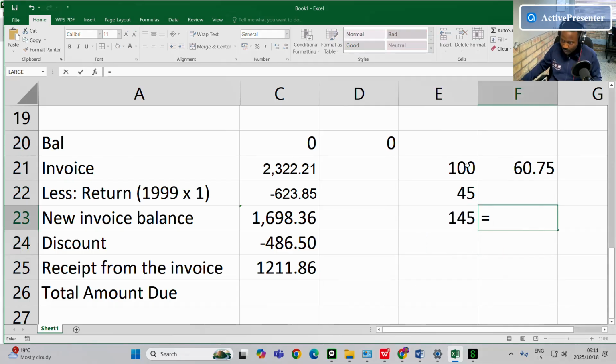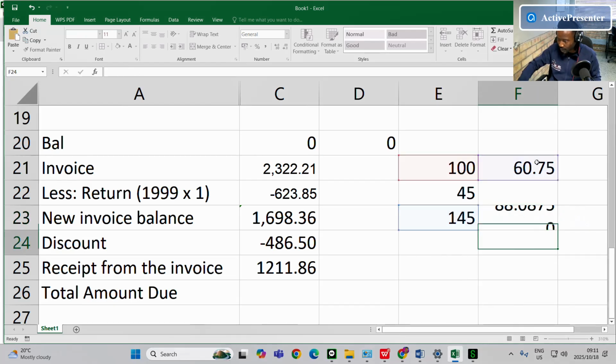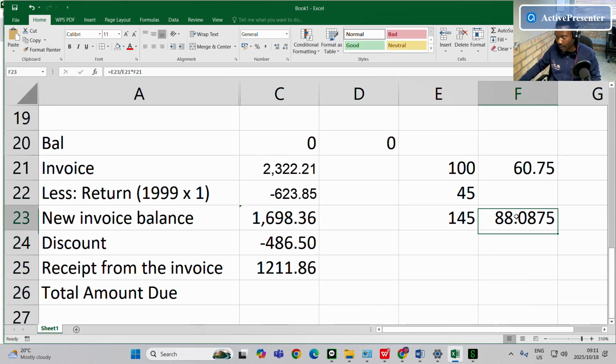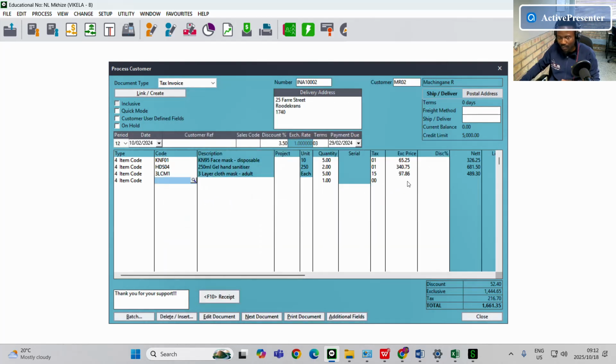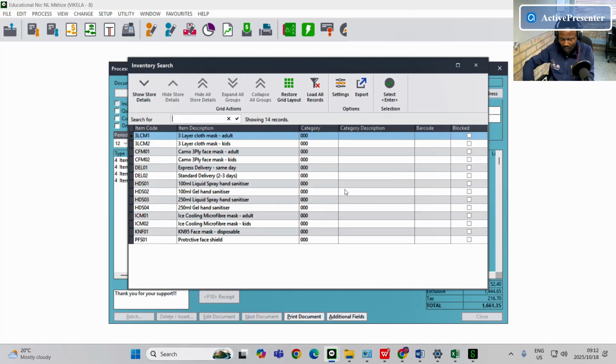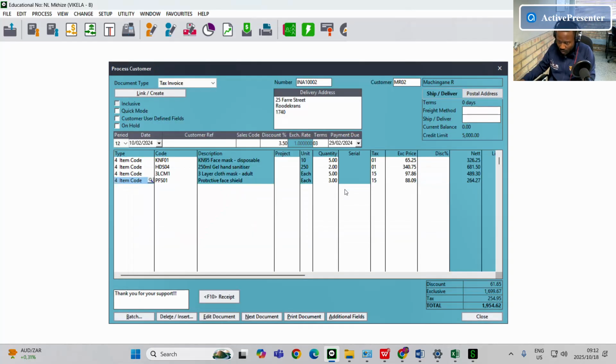So to get a selling price, you just take what you want over what you have times the amount. Using a calculator, you could just take the 60.75 multiplied by 145%. Then you will get 88.87. So it goes under prices, 88, not 87. I think it was 09. Yeah, 88.09, under prices exclusive. Now we do have that item, so we can choose protective face mask. Okay, just two things to fix. I need to make sure this is 1 and this is 1.